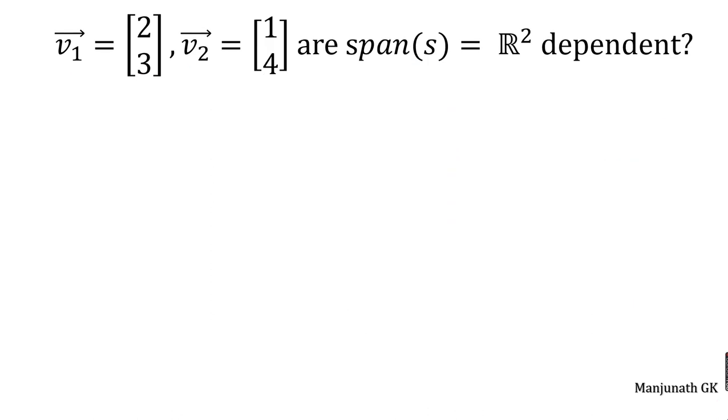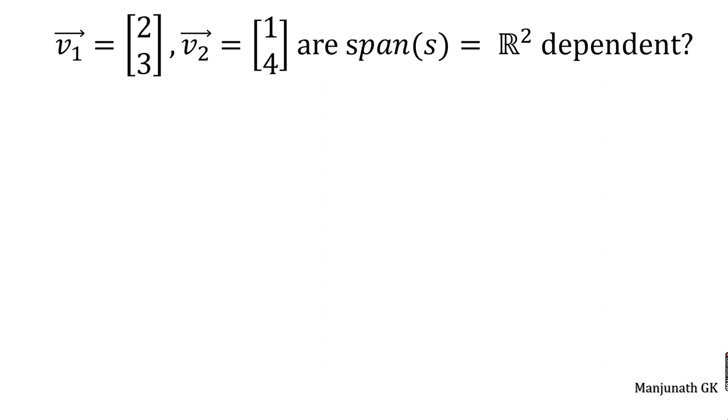now the second question is: vectors v1 and v2, (2, 3) and (1, 4), span R2, are they dependent? First find out the span of the given matrix, then, are they dependent? Now, the first method is just to observe v1 and v2. Is it possible to represent v1 or v2 in terms of the other vector? No, it is not possible here.